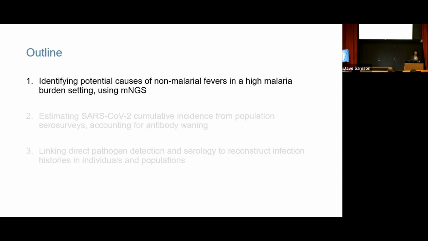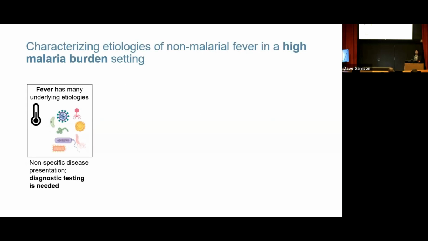So for the first bit. In this project, we've been thinking about how to characterize etiologies of non-malarial fever in a high malaria burden setting. As you may know, fever is a very frequent disease manifestation, particularly in children. Fever has many different underlying etiologies: viral, bacterial, eukaryotic. One of the challenges of fever is that it's a non-specific disease presentation, so we need diagnostic testing if we want to quantitate the different causes and understand the etiologies.